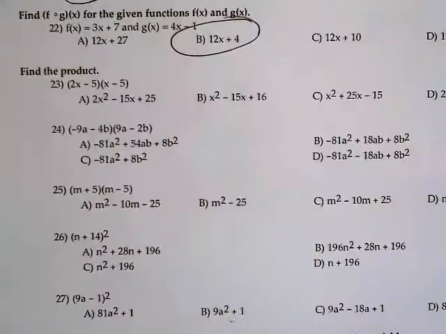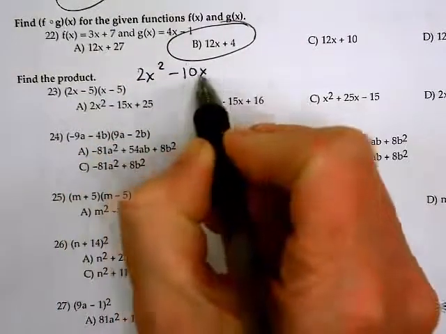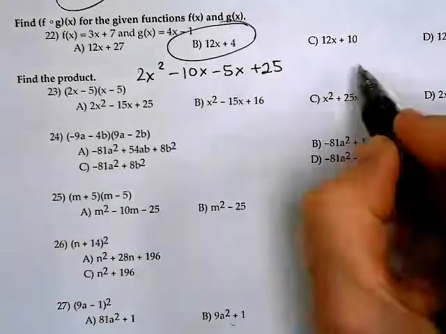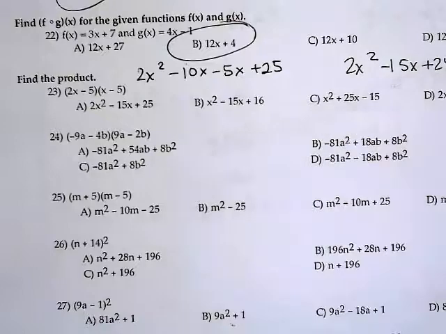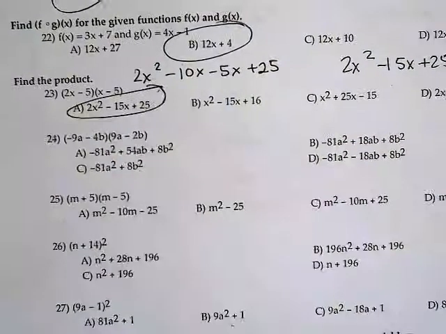23, find the product. So you're just doing FOIL here. It's going to be 2x squared minus 10x minus 5x plus 25. So that is 2x squared minus 15x plus 25. Answer choice A.